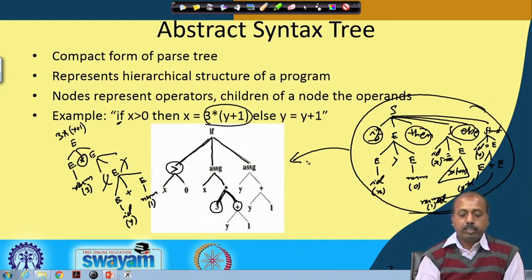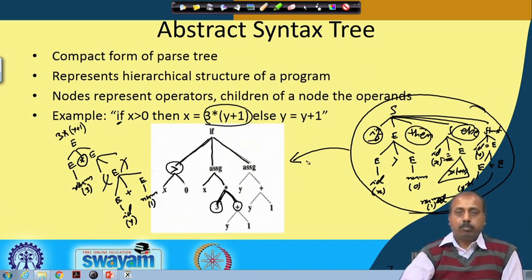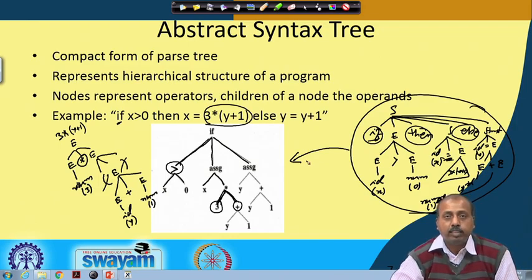So, this is a representation which is very close to the source program. At the same time, it removes many of the details of the source program, and still it captures the essence of the program for which we are trying to generate the target code.